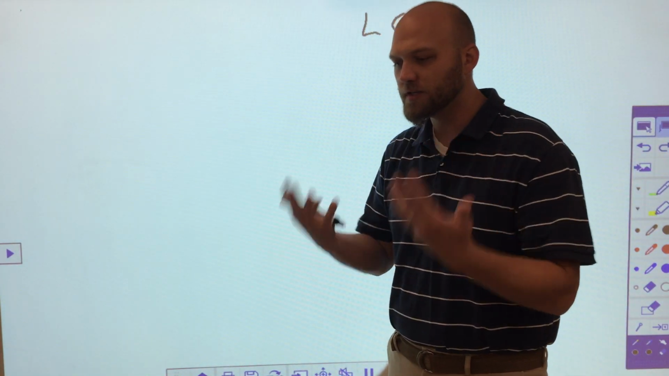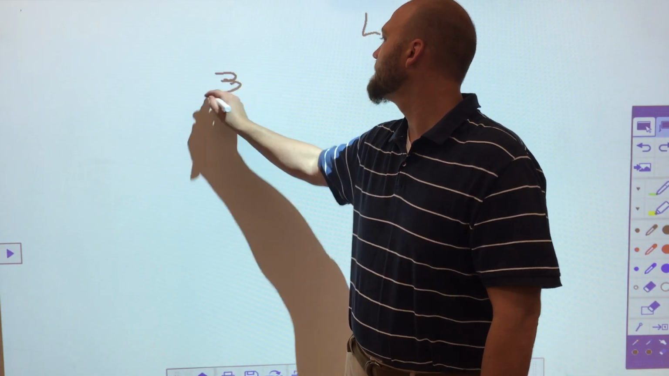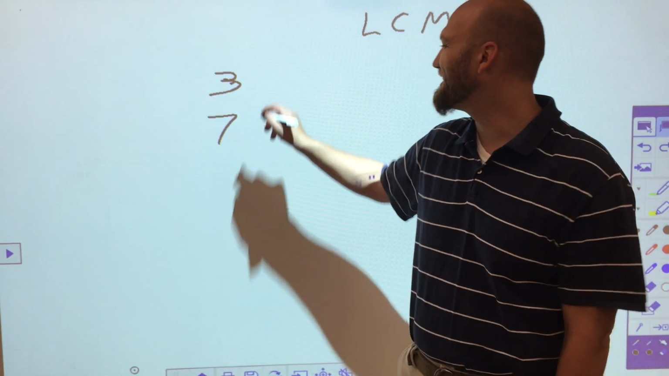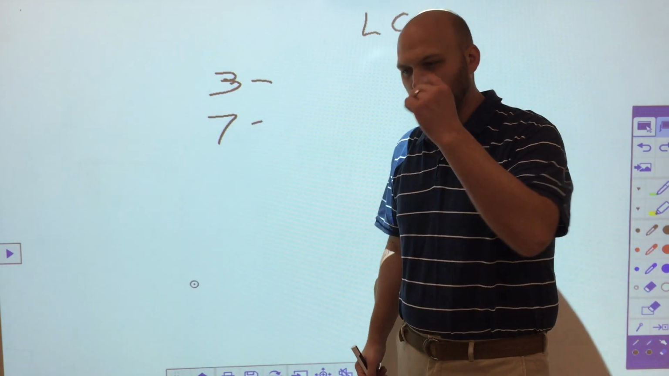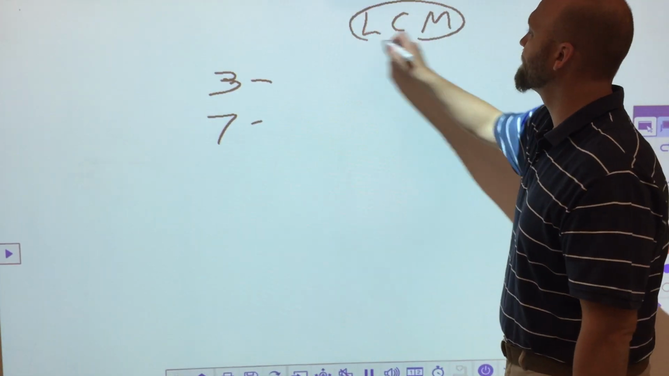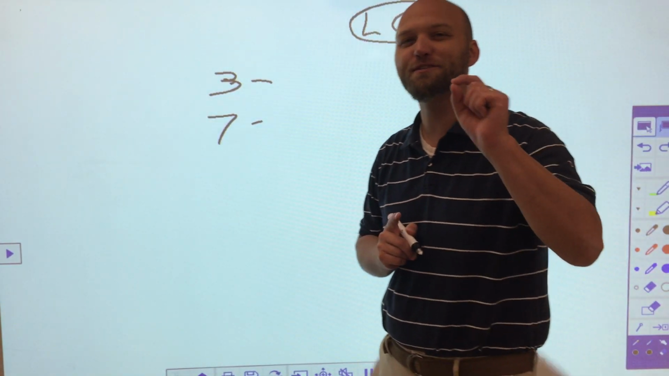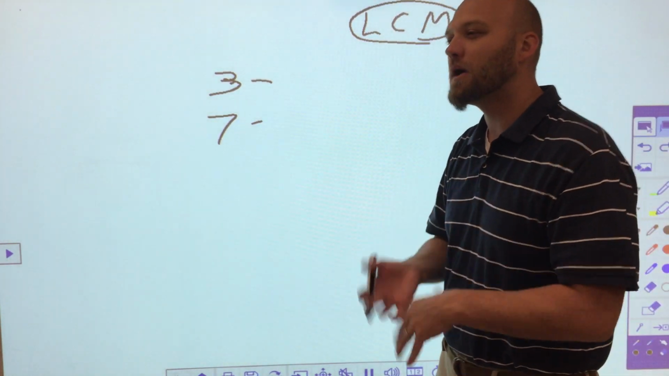So if we were taking two numbers, let's say for example 3 and 7, you might say to yourself, well, if I'm supposed to factor, there are no factors here. I always make a little note when I read the directions carefully, which is important. Least common multiple. What are the multiples of 3?